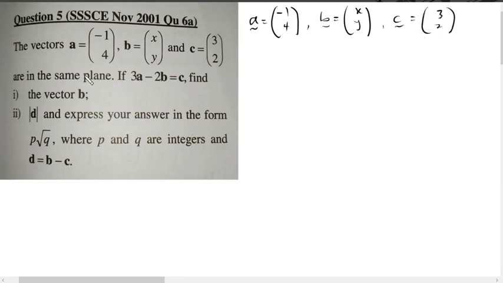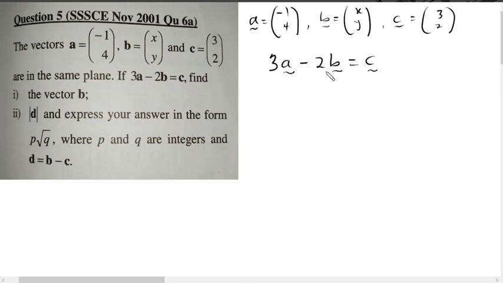Alright, so we are told that these three vectors are in the same plane, and that 3a minus 2b equals c, that is, 3 times the vector a minus 2 times the vector b is equal to the vector c. Find vector b. Finding vector b means we have to make vector b the subject. So why don't we first let vector b stand alone? Can we do that? Of course, yes, we can.